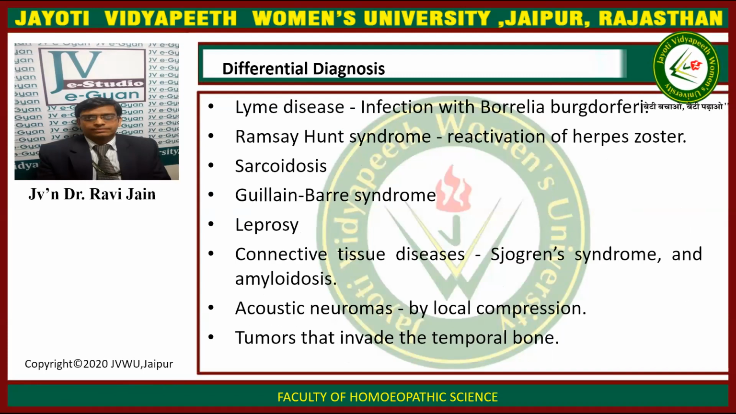Now differential diagnosis. What are the different conditions that can resemble the case of Bell's palsy or facial palsy? The patient can have Lyme disease, infection with Borrelia burgdorferi. We will be discussing infectious diseases, Lyme disease. So this resembles Bell's palsy. Ramsay Hunt syndrome, severe activation of the herpes zoster that we have already covered in the chicken pox and herpes zoster. Sarcoidosis can be there, Guillain-Barré syndrome that resembles Bell's palsy. It can be leprosy. It can be connected to Sjogren's syndrome and amyloidosis. Sjogren's syndrome already covered. Acoustic neuromas can be there by local compression of the nerves, and tumors that invade the temporal lobe can be there.